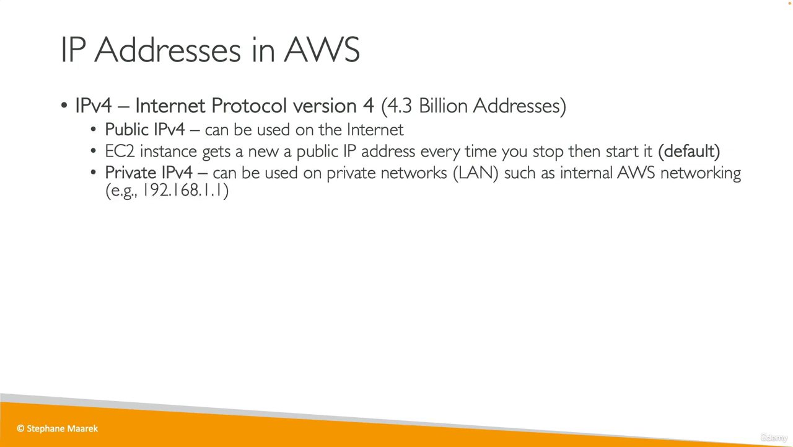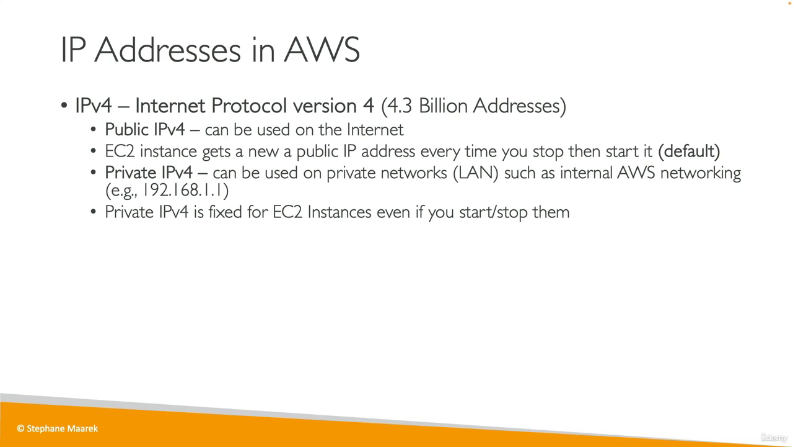Now, we've also seen the private IPv4. So this time, this is an IPv4 in the form, for example, of 192.168.1.1. And this is an IP that can only be used on a private network, such as your internal AWS VPC. And so these are not publicly accessible. So if you try this on your web browser, you can only access IPs within your own network.